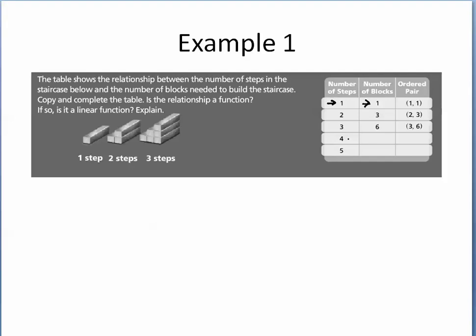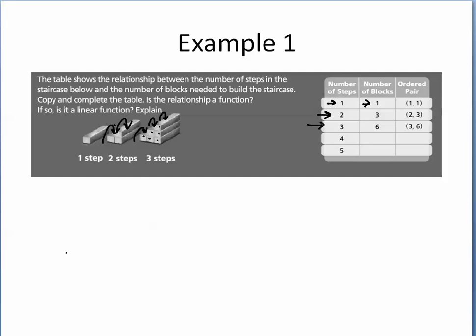Alright, so we put it in a table. 2 steps, so you have 3 long blocks. Right, this only counts as 2 steps because you go up 1, then you go up a second time. Alright, so we need 3 blocks. For 3 steps, there's our 3 steps. If you count the blocks, there's 1, 2, 3, 4, 5, 6 blocks. So then, what do we think is going to happen with 4 steps? Do we see a pattern here?